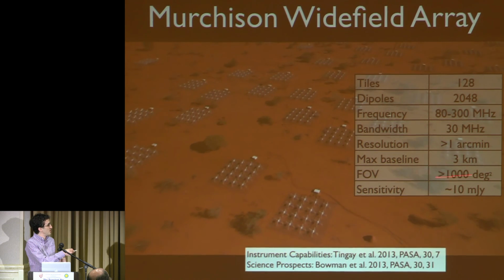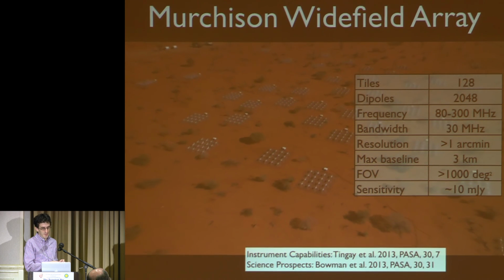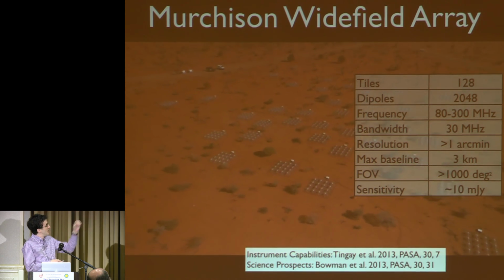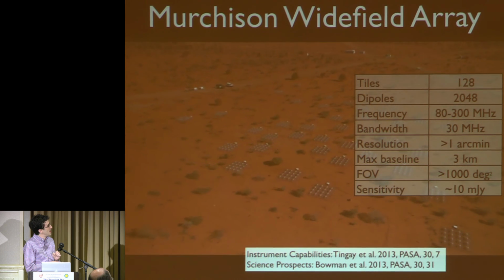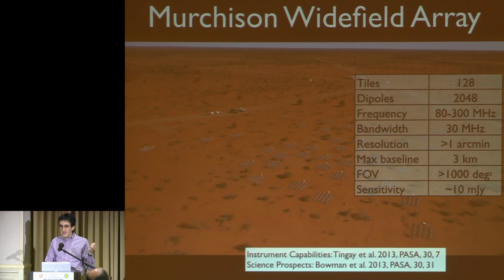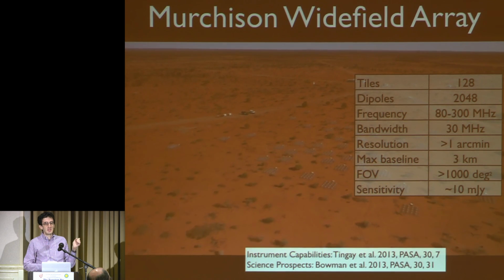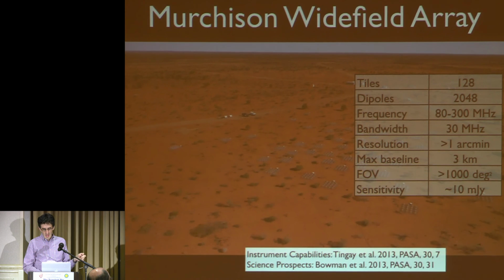Our field of view is really what sets us apart. We have about 1,000 square degrees instantaneous field of view, depending on frequency. This is drone's-eye footage of our site. The other thing that really makes us impressive is our location. We're at this very radio quiet site, the Australian SKA site, which is protected from radio frequency interference.